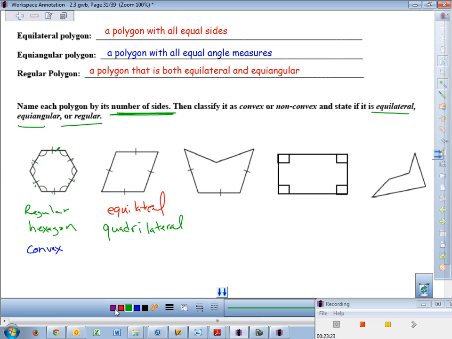There's an I in the middle. Quadrilateral. So that's an equilateral quadrilateral, which is awesome to say. Is it regular, or excuse me, convex or non-convex? Convex. Finish these bad boys up.